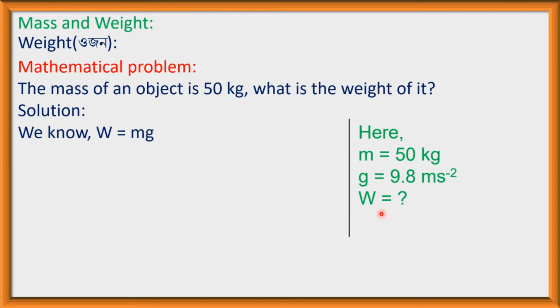We know W is equal to mg. This is the formula of weight. m is mass and g is the acceleration due to gravity. So m means 50 and g means 9.8. After calculation it is 490 Newton, and we know the unit of weight is Newton, so it is capital N. So this is the answer: the weight of the body of mass 50 kg is 490 Newton on the surface of earth.